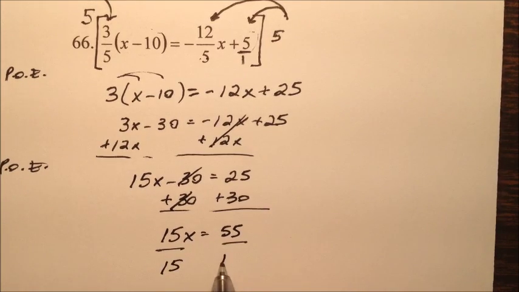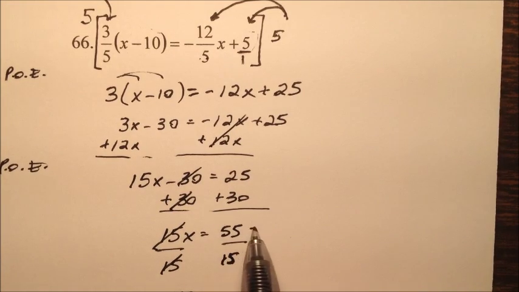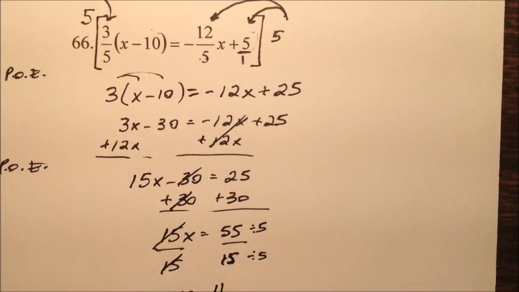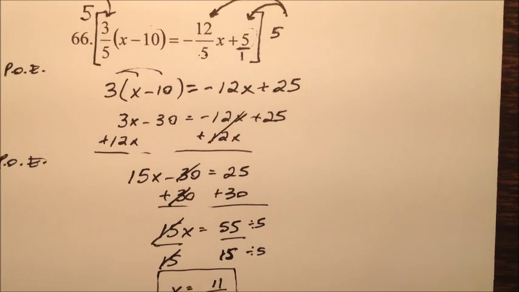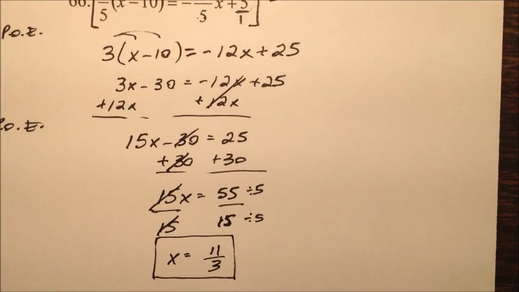And it looks like we can divide both sides by 15. And we get x equals 55 over 15. But I know I can divide a 5 out of each one of those guys, so it'll actually end up being 11 over 3. So the solution for 66 is 11 over 3.